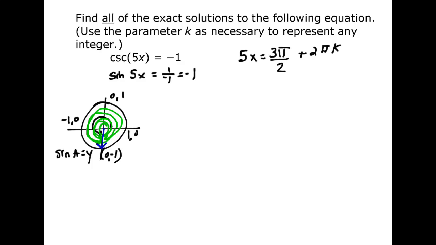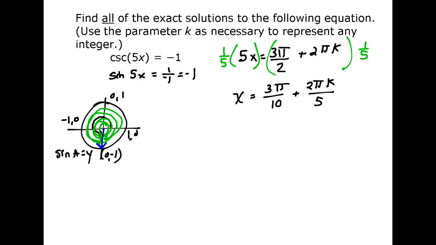So we'll just go ahead and solve for x. We'll multiply both sides of this equation by 1/5. When we do that, we get x equals 3 pi over 10 plus 2 pi k over 5. So that's the infinite number of answers. This problem asks us to also find what answers lie between 0 and 2 pi. So we'll go on to the next page and do that.